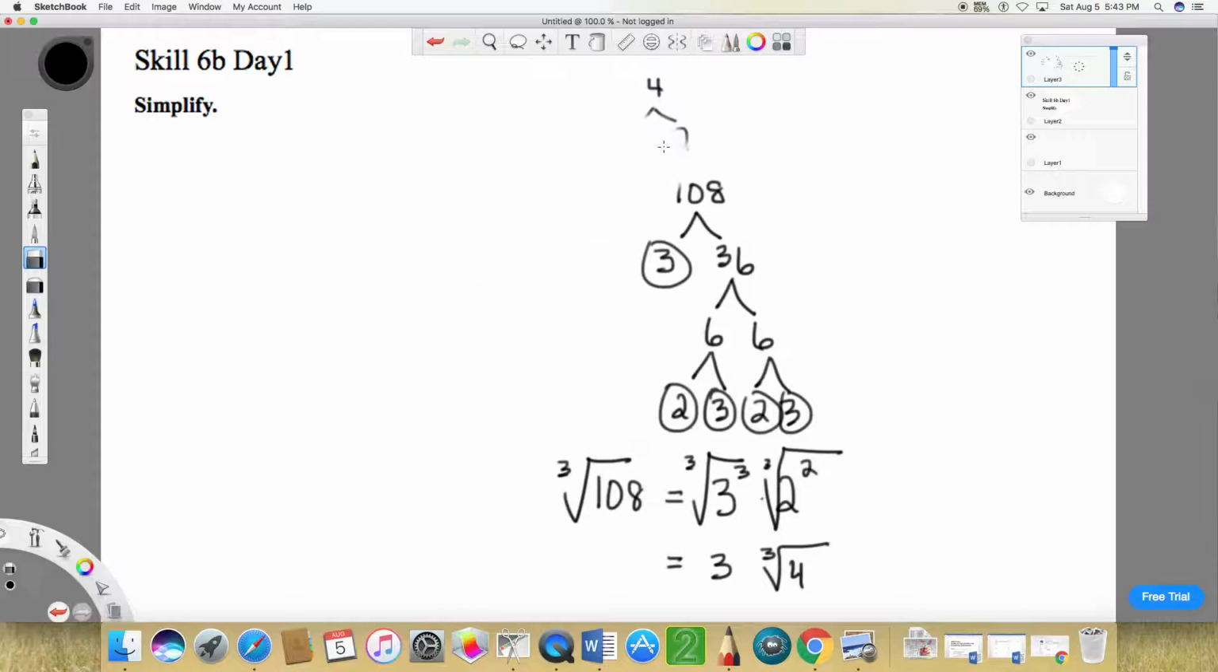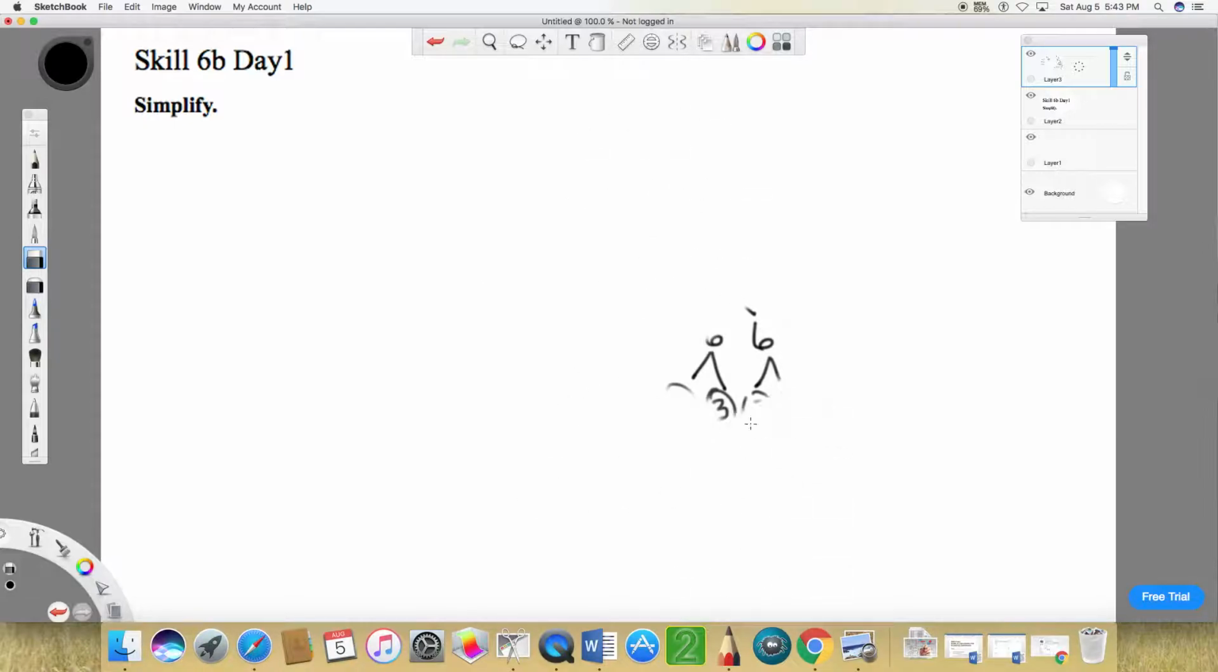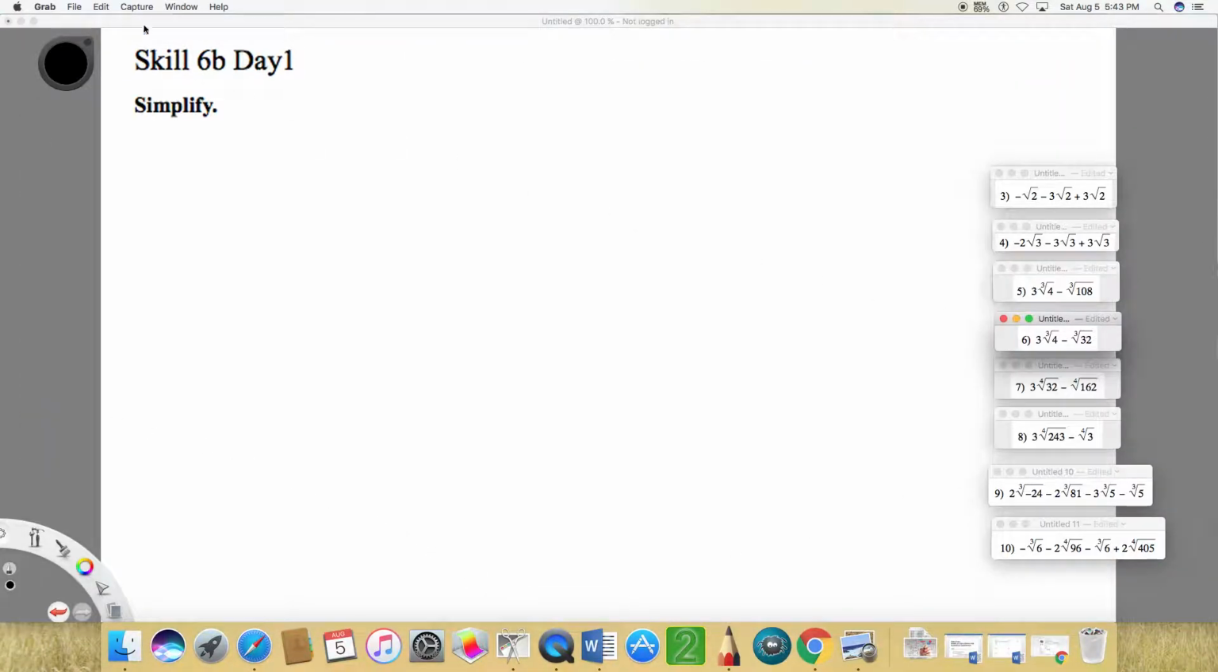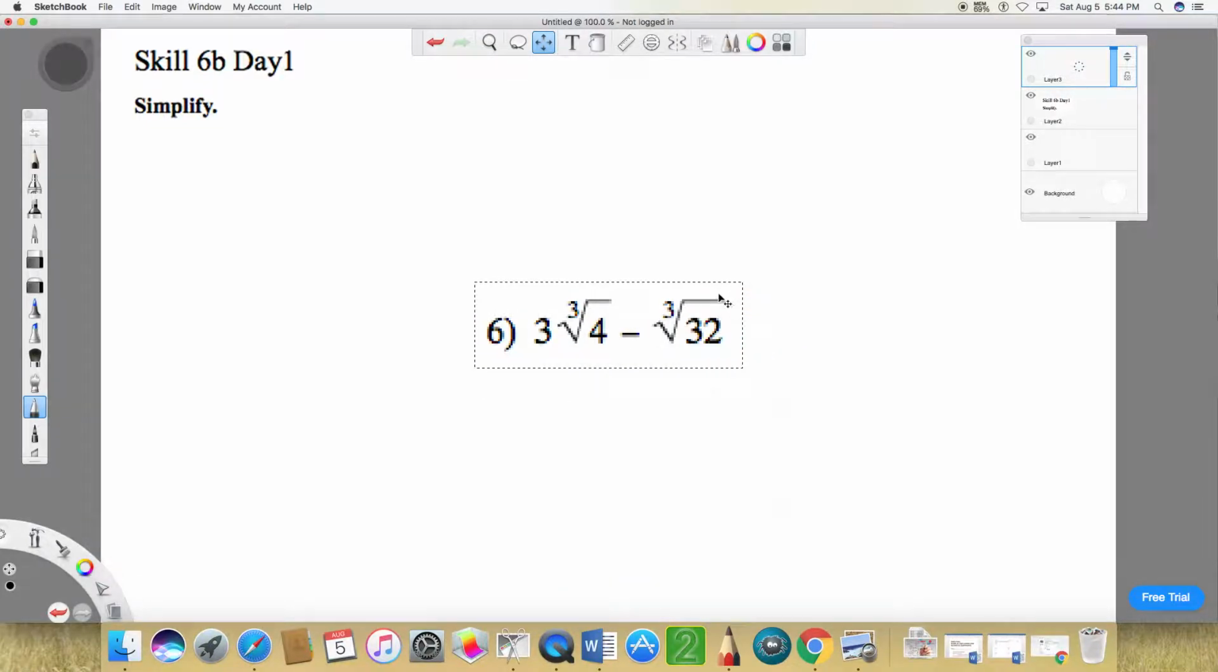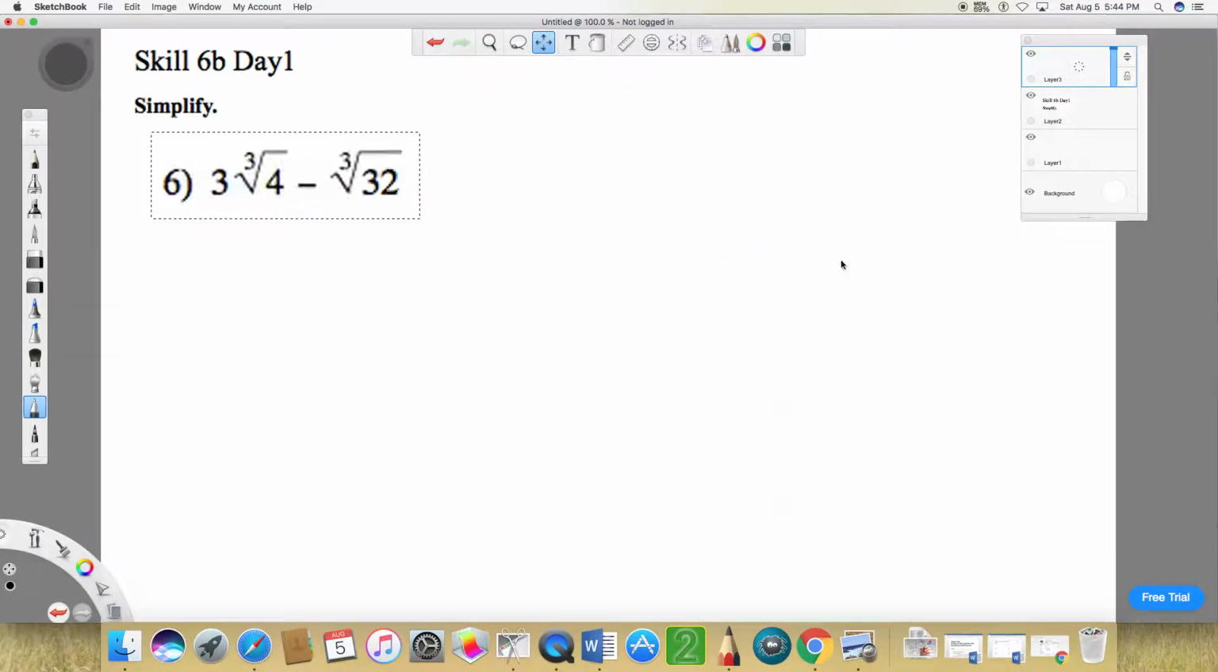Let's look at the next one. So we have two terms. Each term contains a radical. And when we look at the index, these are cube roots. So when we break them down, we're looking for a group of 3. So we've already seen that 4 breaks down to 2 times 2. It doesn't have a group of 3. So this first term, we're going to leave it alone. There's not really anything that we can do with it.